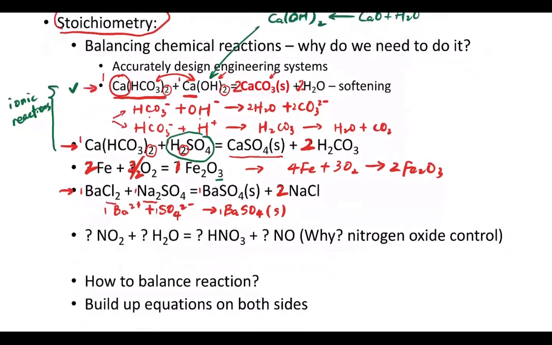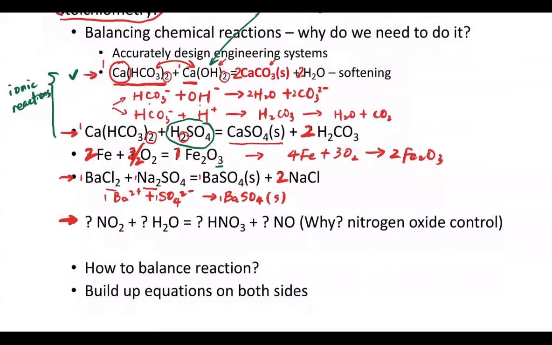So what about this one? I would guess that this reaction is a little bit challenging for us. Okay, so what happens is nitrogen dioxide is reacting with water to form nitric acid and also nitrogen monoxide. Okay, so why is it important? We can use this to control the nitrogen dioxide, which is a polluting gas species.